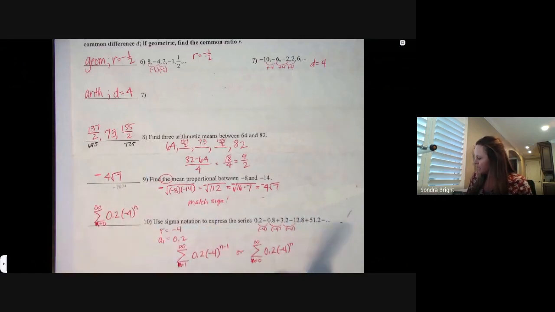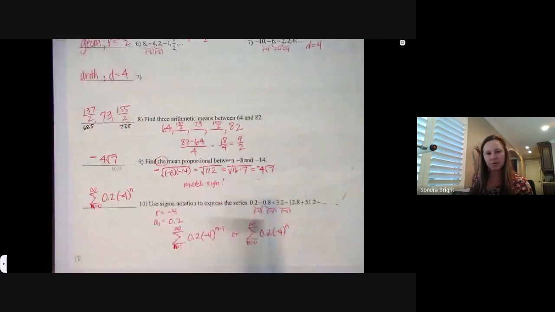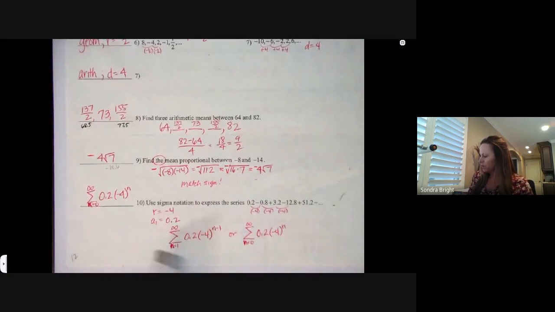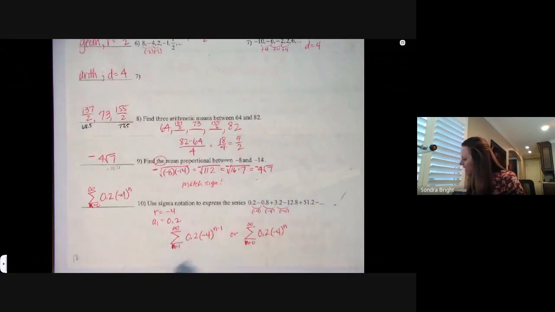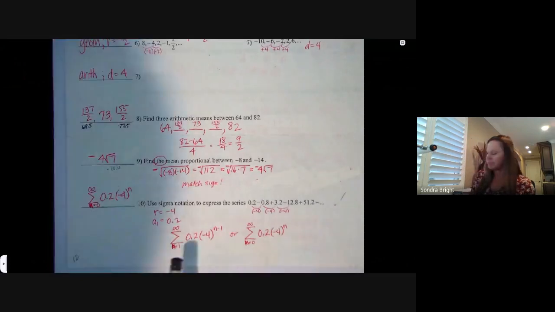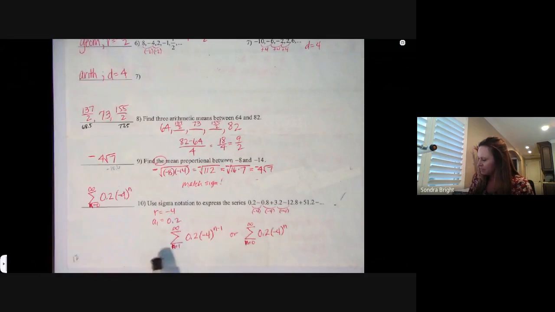Using sigma notation, two different answers, and I wrote them down here. I found that the common ratio was -4. Your first term is 0.2. So totally fine. What did I use? Either choose an n or a k. Apparently I chose both, but whatever letter you use for the index down here needs to be up there.